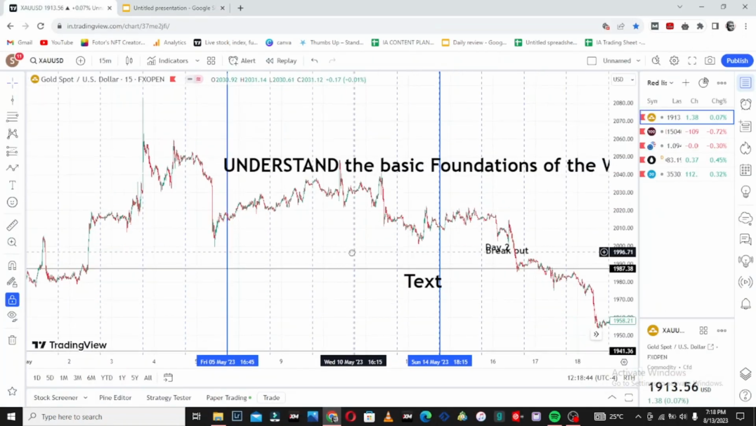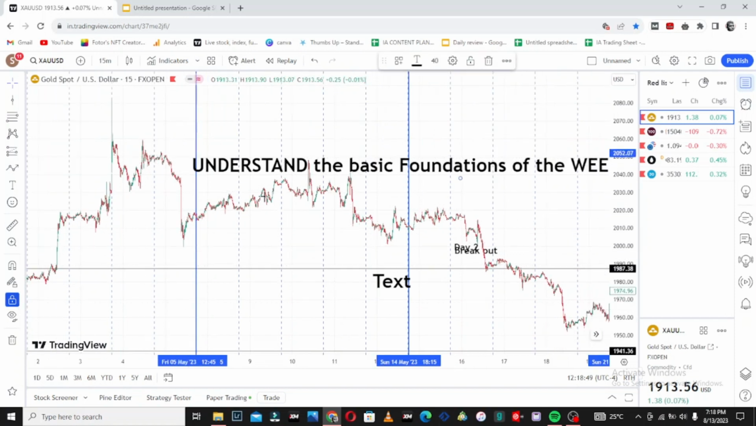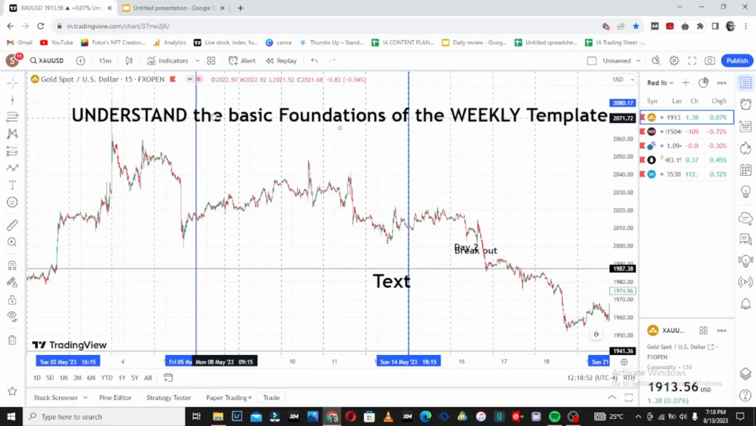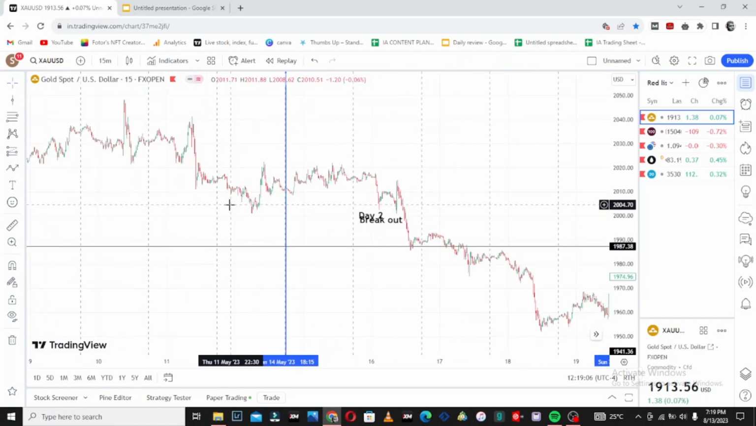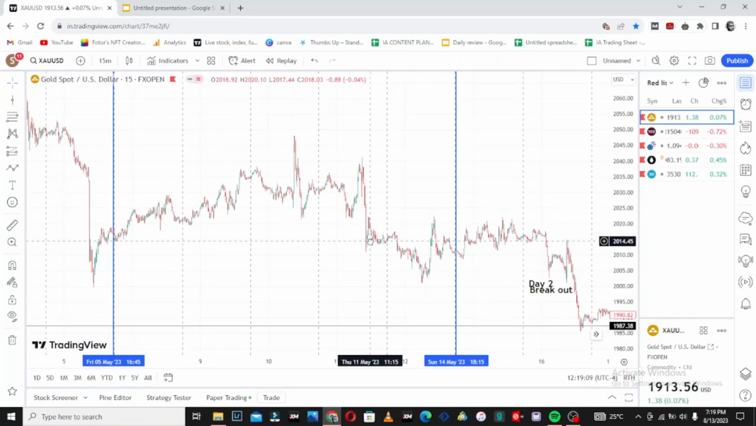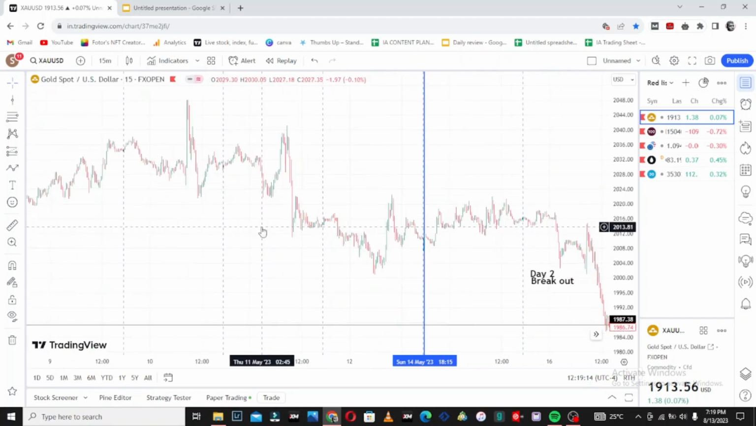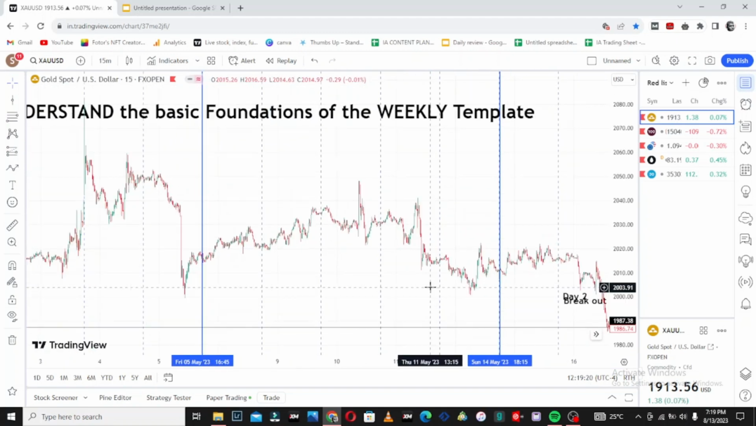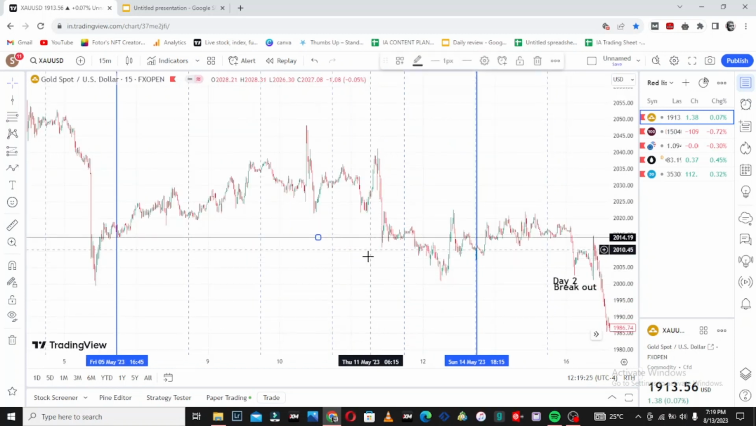So, understand the basics of the weekly template. Now, this strategy is simple. It doesn't matter whether you understand any other concept. All you are doing is looking at the market, looking at the price. We are looking for day 1, day 2, day 3, and then we look for sell zones above day 3. So day 1, as usual, sets the high and the low of the week.